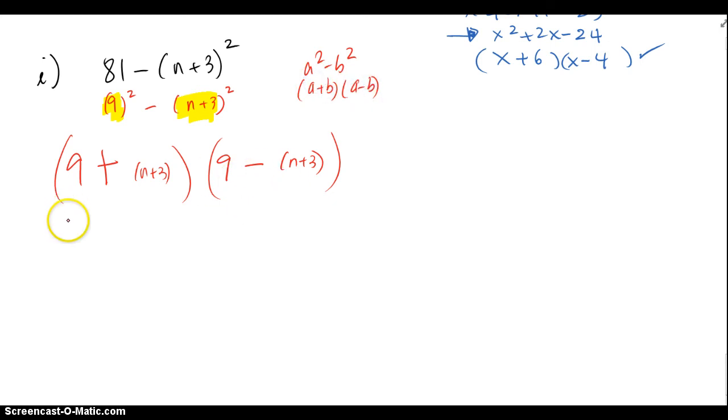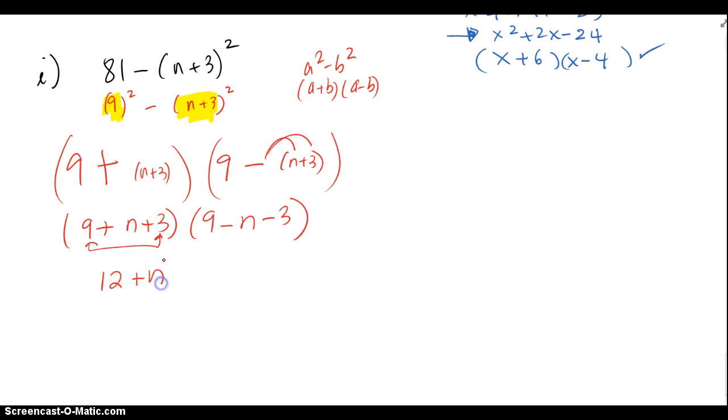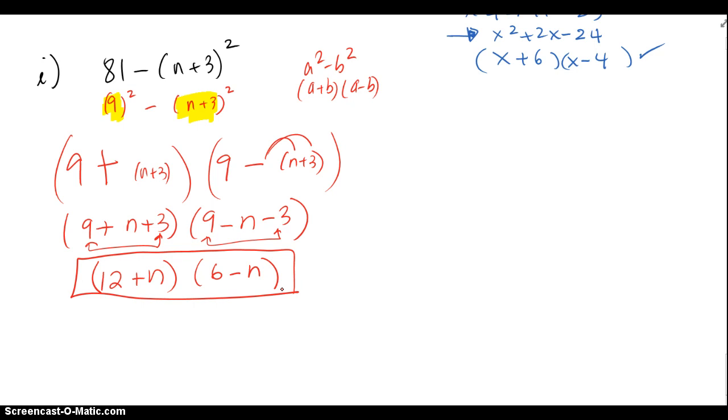Now let's clean up the parentheses. 9 plus n plus 3 and 9 minus, be careful and distribute the minus sign, minus n minus 3. That's going to combine like terms. These guys together will give me 12 plus n, and then these guys subtracted will give me 9 minus 3, which is 6 minus n, and that's fully factored. Again, you can multiply this out and factor it, and it'll look something similar to this.